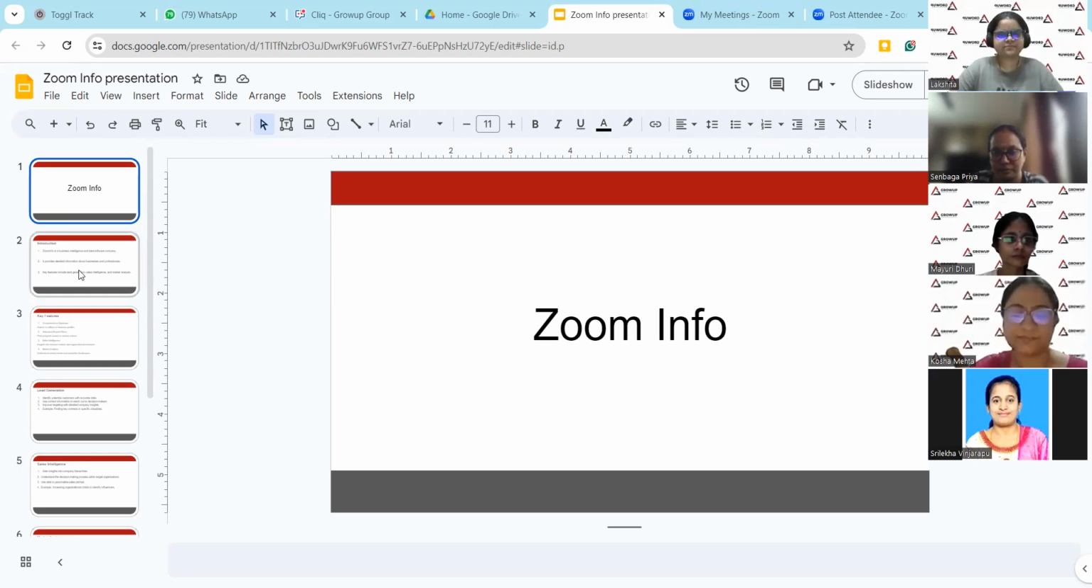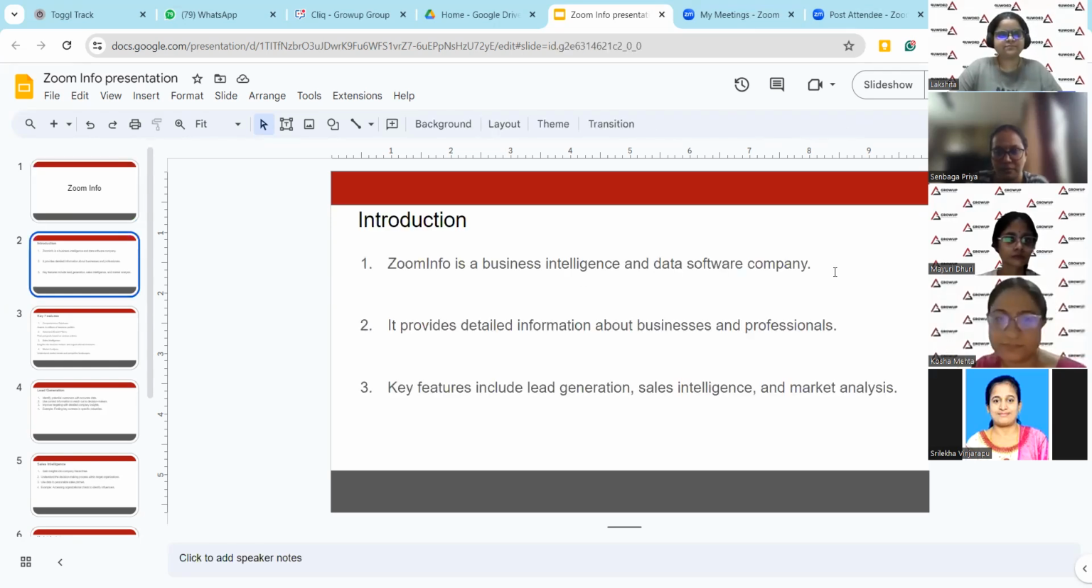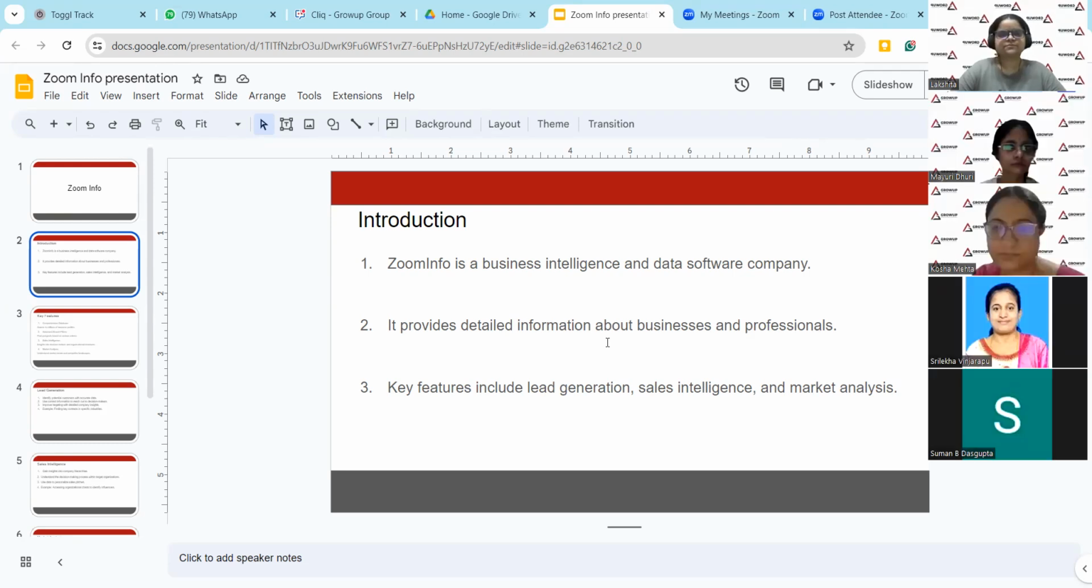So basically, ZoomInfo is a kind of application which is used majorly for lead generation. It's a kind of business intelligence and data software which is used by most of the companies across different domains. It provides detailed information about businesses and professionals.